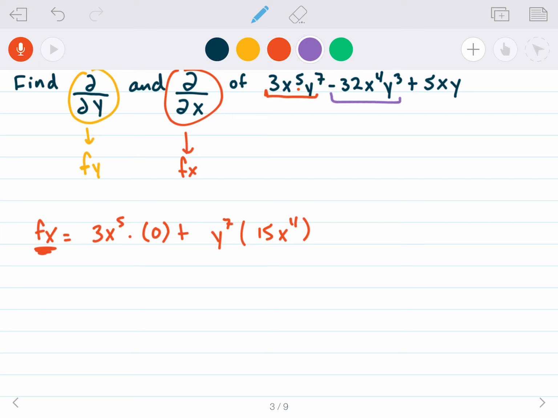Let's go ahead and look at this one. So I'm going to just factor out this negative. And I have 32x to the 4th, y to the 3rd.